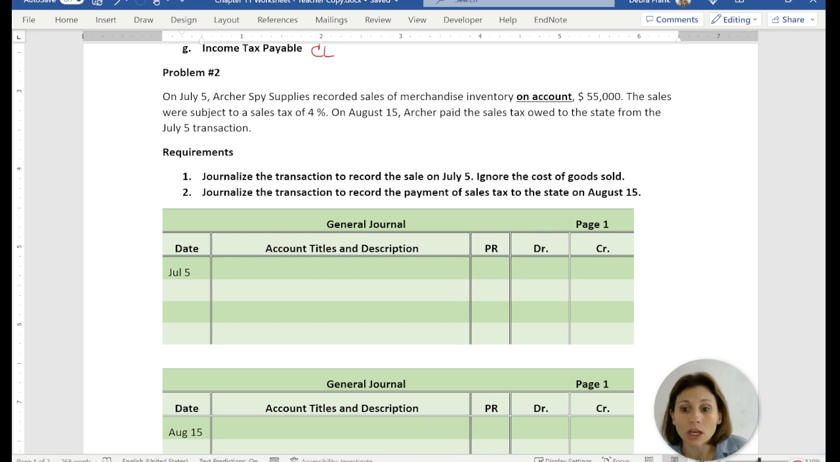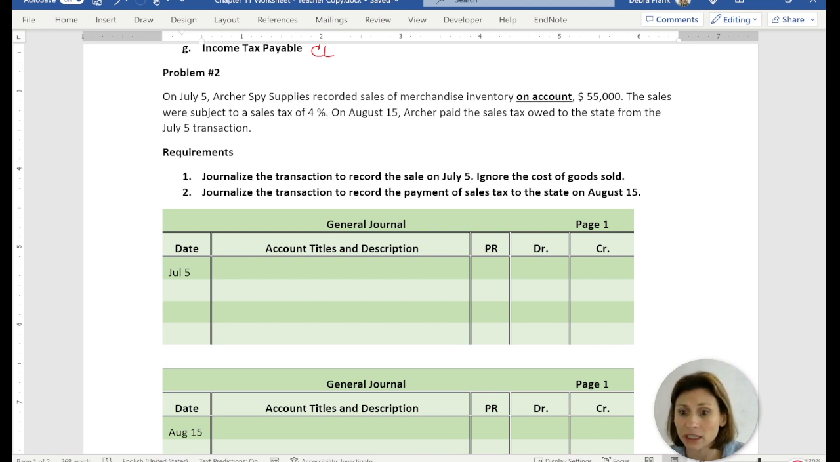off of that merchandise that was sold, and then at a later time they're going to give the collection of that sales tax at 4% to the state, to the Department of Revenue. And so right now, until they pay it, it'll be a payable. They're just going to collect the cash on behalf of the customer. They're not collecting it as extra revenue or anything like that. So we need to do a journal entry to record this transaction on July 5th. Let's do that first transaction, and then we'll talk about when the sales tax is paid.